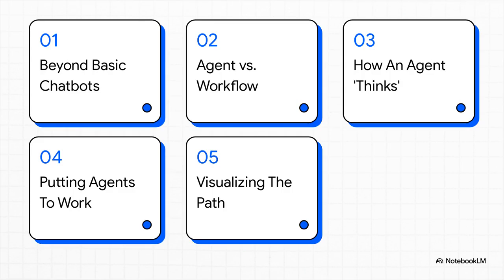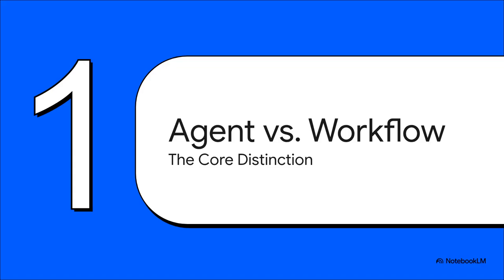Okay, so here's how we're going to break it all down. First, we'll see what makes an agent different from a basic workflow. Then, we're going to peek under the hood and see how an agent thinks. After that, we'll see how it actually gets things done. And finally, we'll visualize the path it takes. All right, let's kick things off.